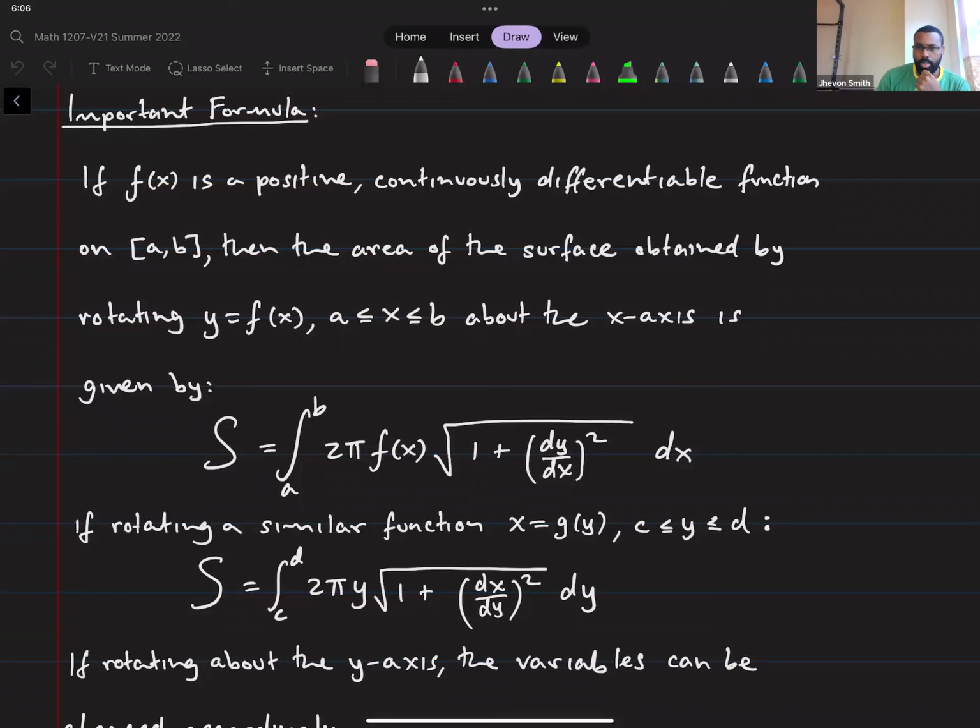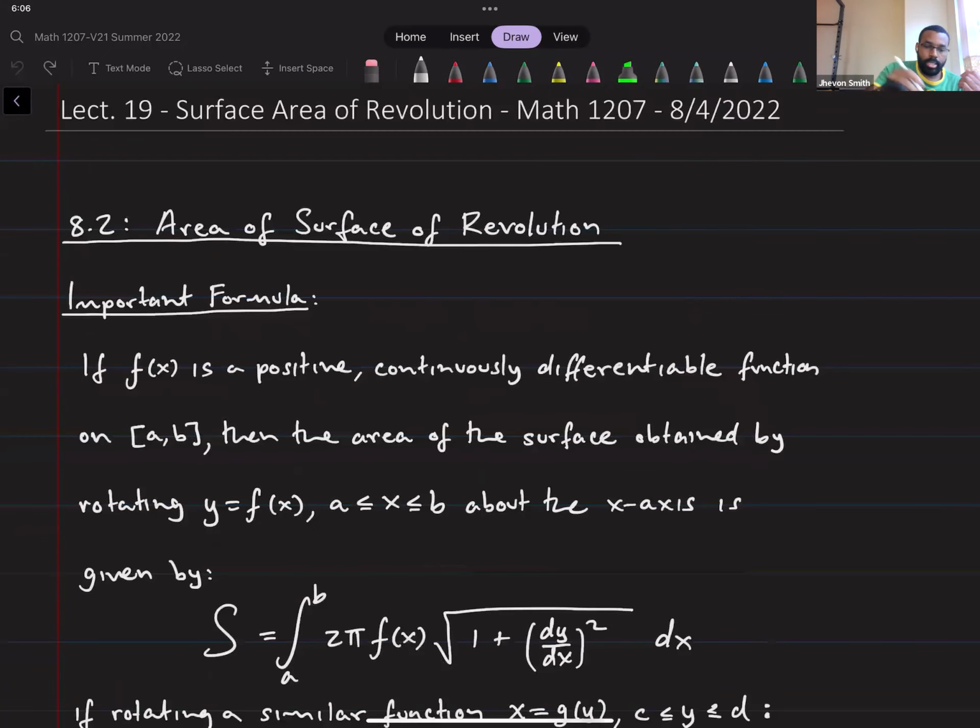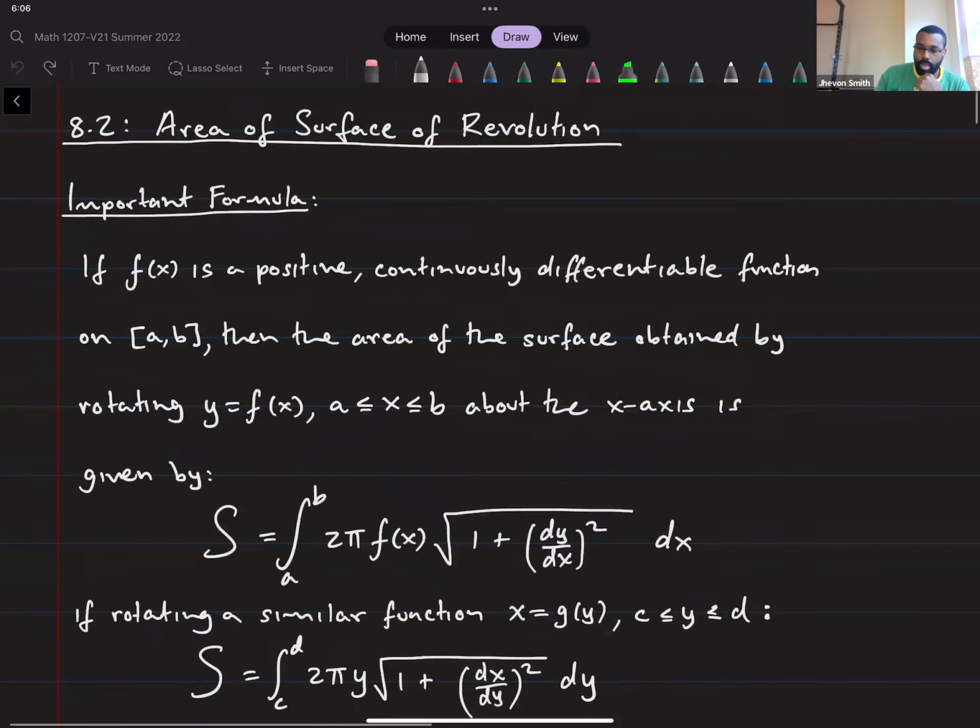And if that component looks familiar to you, that's because that's the arc length component of an integral. We know that if we only integrated this part only, that actually gave you the length of the curve. You might actually notice that.